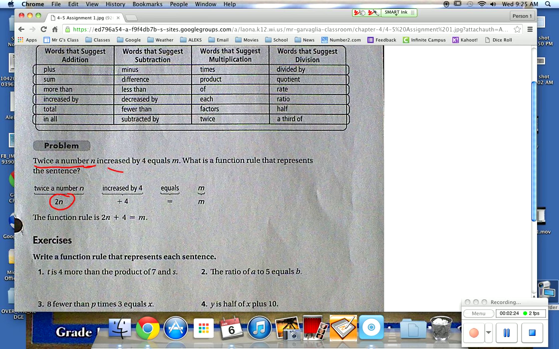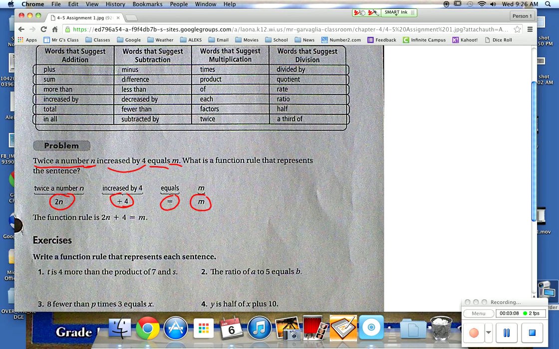Increased by 4 means we're going to add 4 to it. I'm going to increase it. So twice a number increased by 4 means 2n plus 4 equals m. If I was going to read you an equation, I might read it as 2n plus 4 equals m, right? Or I could say twice the number increased by 4 equals m. I can say it either way.